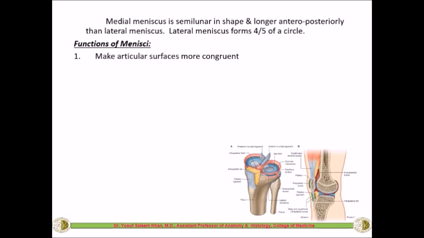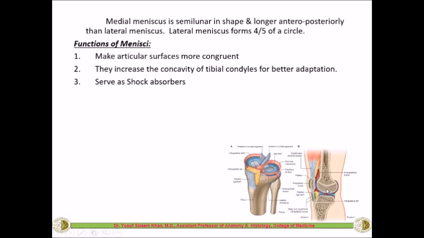What is the function of these menisci? They make the articular surfaces more congruent. If you can see here, as I said, the tibia is a very flat bone on the articular surface, so it has to be made somewhat concave to be congruent, and that can be done by these menisci. So they deepen the cavity of the tibial condyles for better adaptation.